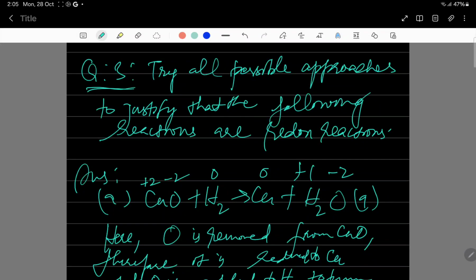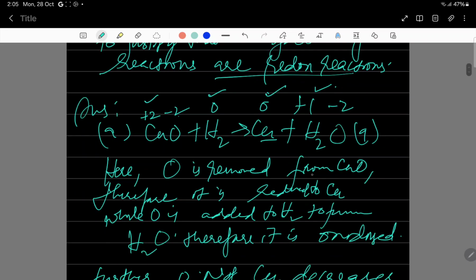Redox reaction exercise. Try all possible approaches to justify the following reactions as redox reactions. First is copper oxide plus hydrogen gives you copper and H2O. So here copper goes from +2 to 0, and hydrogen goes from 0 to +1, so copper is reduced, and oxygen goes from -2 and hydrogen from 0 to +1, so it is oxidized.